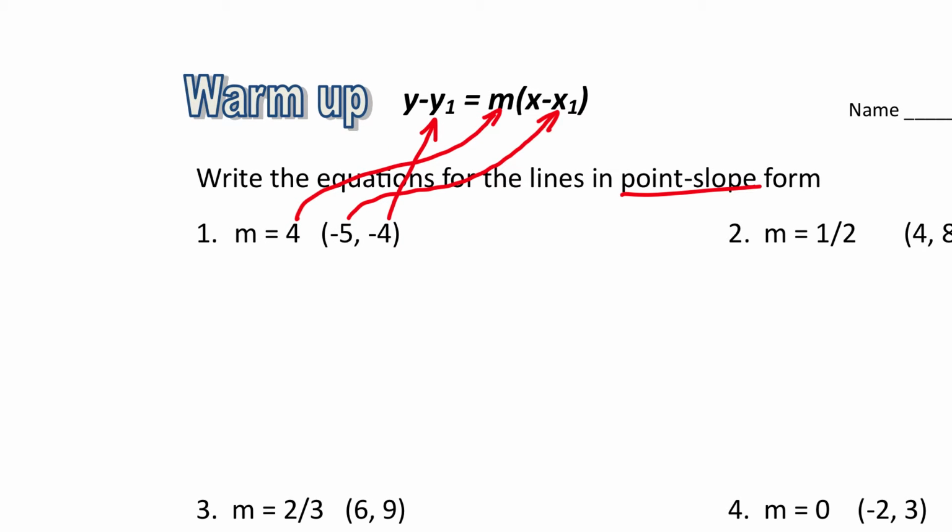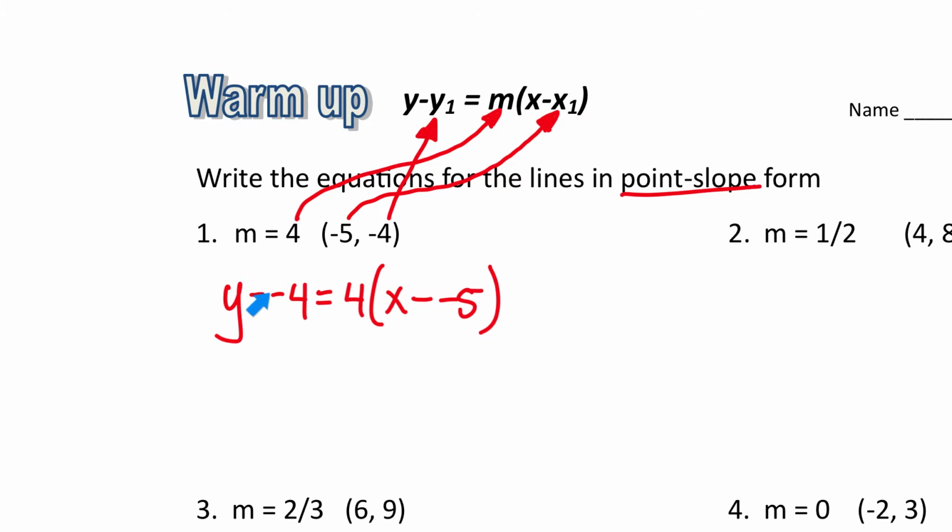So what's this going to look like? Okay, good. I'm going to write it this other way, but what you did is exactly right. So I'm going to write y minus negative 4 equals 4 times x minus negative 5. Okay, good. So I was just leaving all the minuses in there like that.